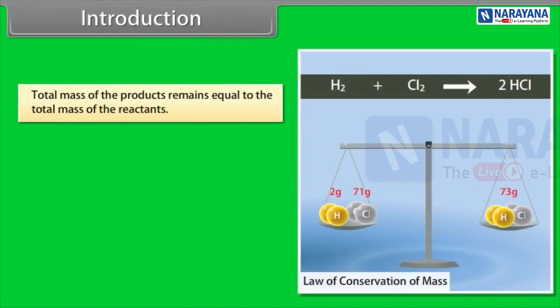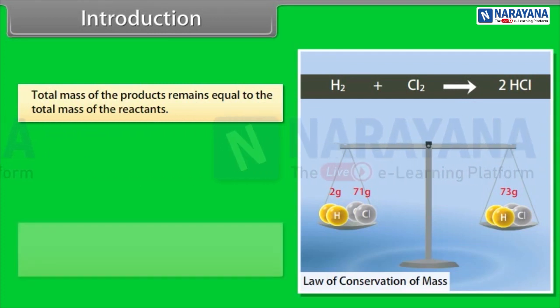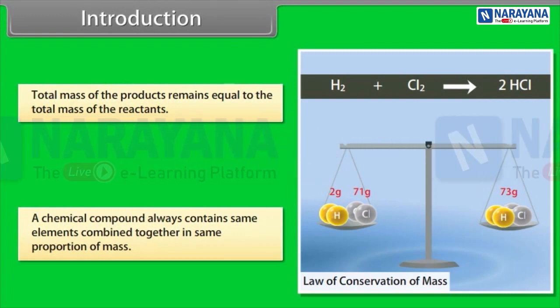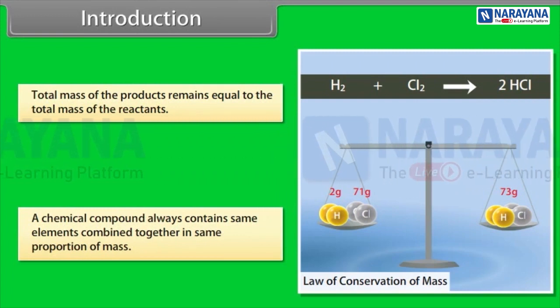Total mass of the products remains equal to the total mass of the reactants. H2 plus Cl2 gives 2HCl. A chemical compound always contains the same elements combined together in the same proportion of mass.